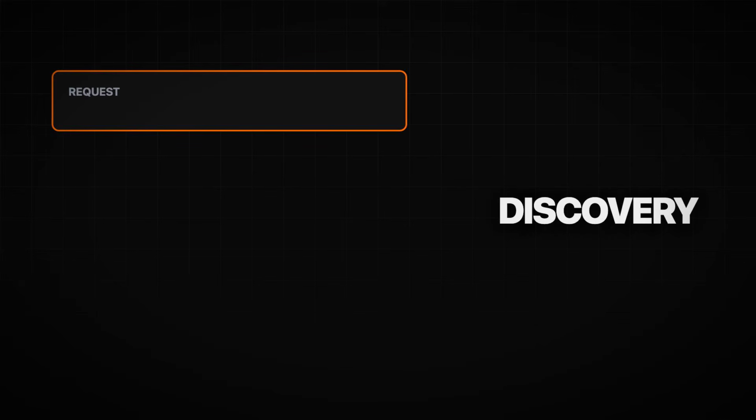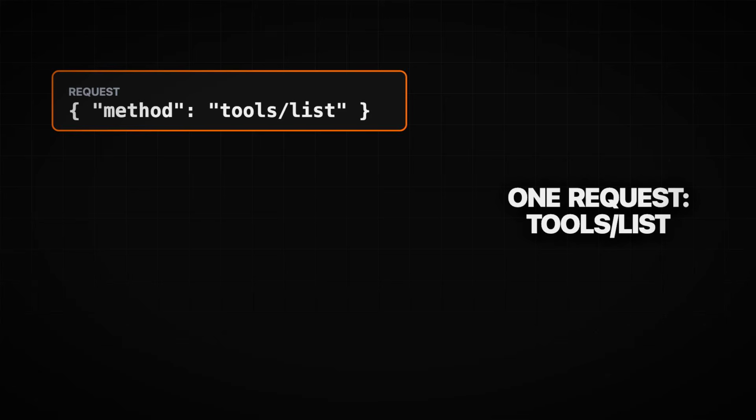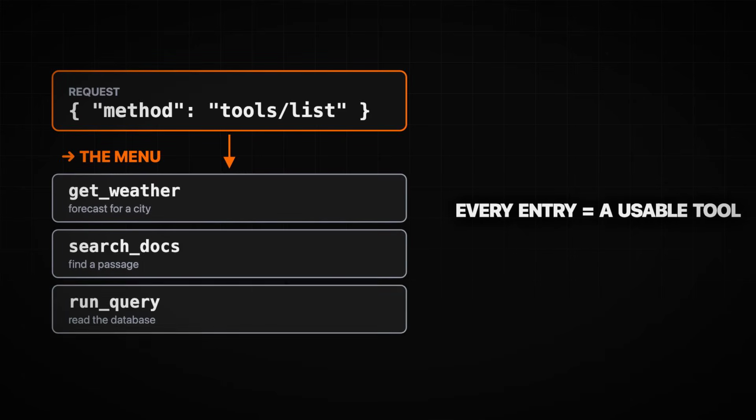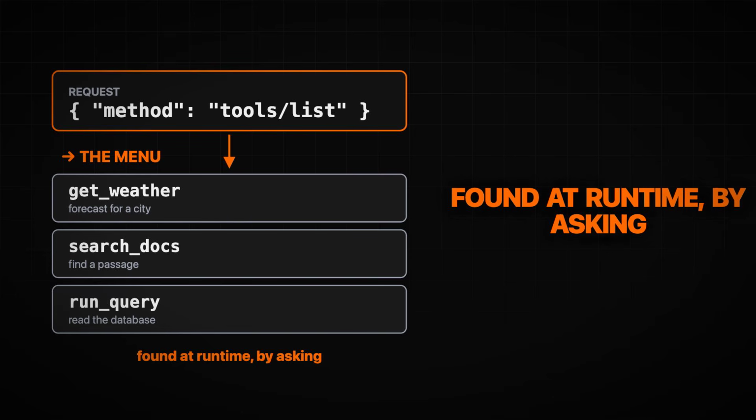Now the good part, discovery. The client sends exactly one request, tools/list, and it's basically asking, what can you do? The server answers with an array of tools. That's the menu. Every entry is a tool the agent is now allowed to use. No guessing, no hard coding. The agent finds out what's possible at runtime by asking. That's the whole discovery in the title. One question, one list back.